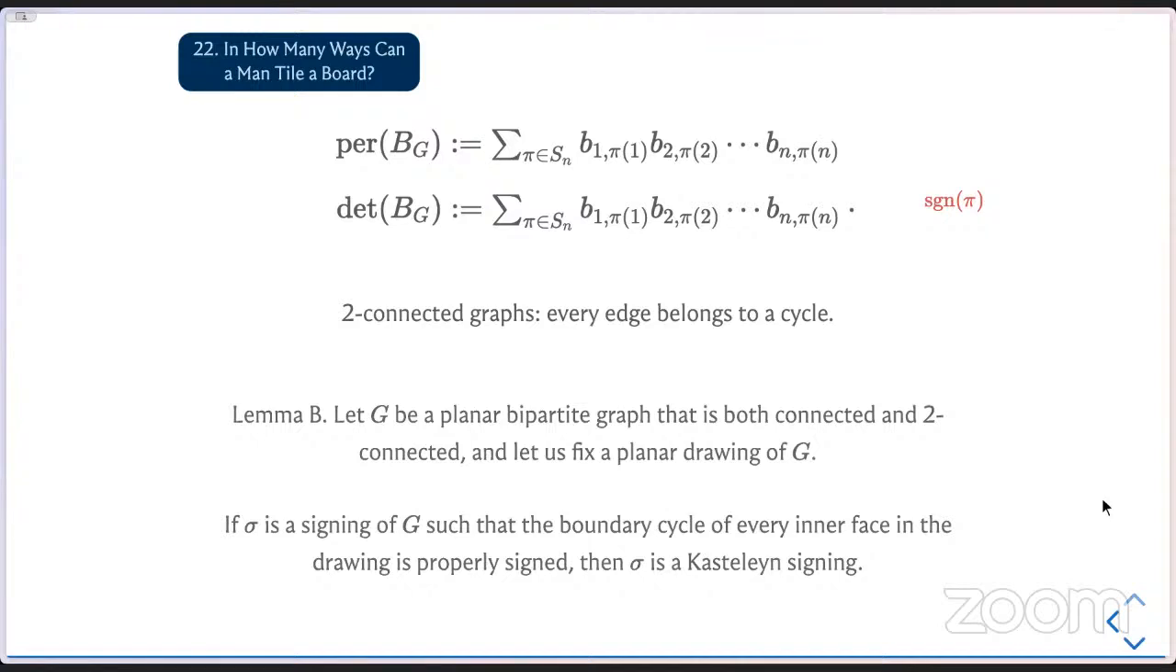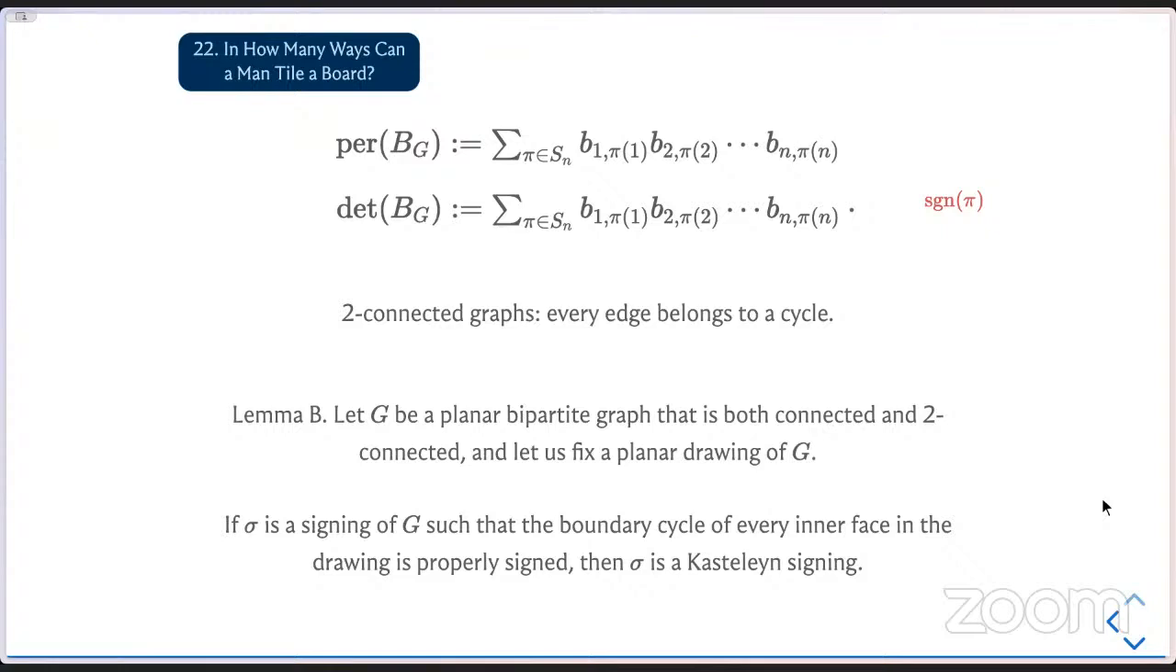But here is our second lemma, which actually brings in the planar drawing aspect of the result. So suppose you have a graph that is planar, it's bipartite, and it's two connected. I have no idea why the premise is that it's both connected and two connected. I did sort of assume that two connected implies connected, but I could be wrong about that. But anyway, just to be on the safe side, let's say that our graph is connected as well as two connected.